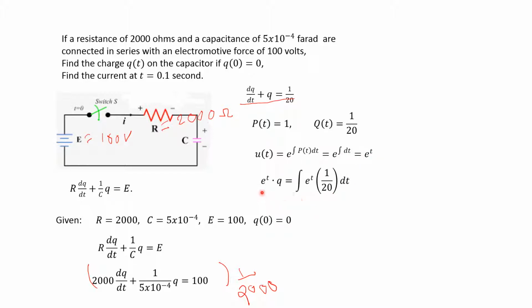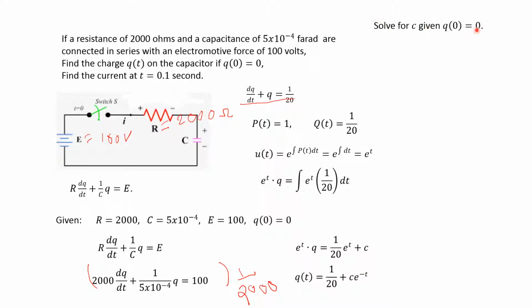Your solution is the integrating factor times Q is equal to the integral of the integrating factor times q of t, 1 over 20, dt. Integrating, you have e to the t Q is 1 over 20 e to the t plus c, and solving for Q, dividing by e to the t, you have Q of t is 1 over 20 plus c e to the minus t.